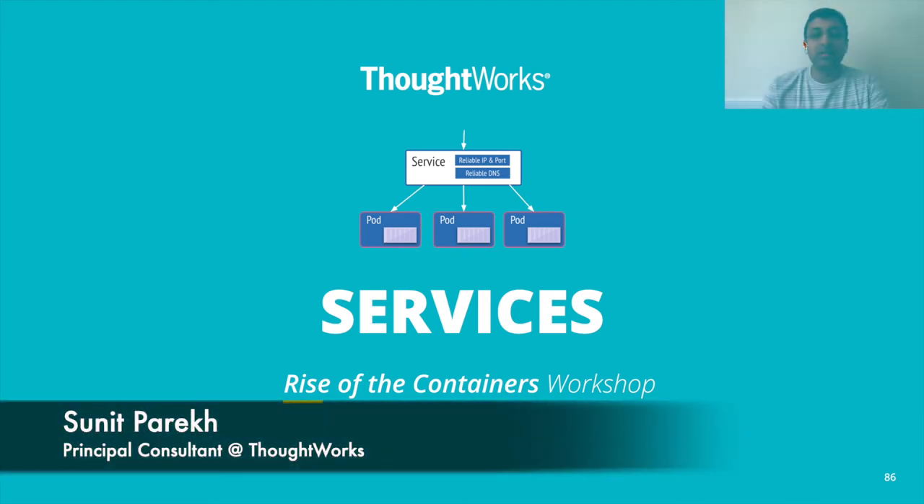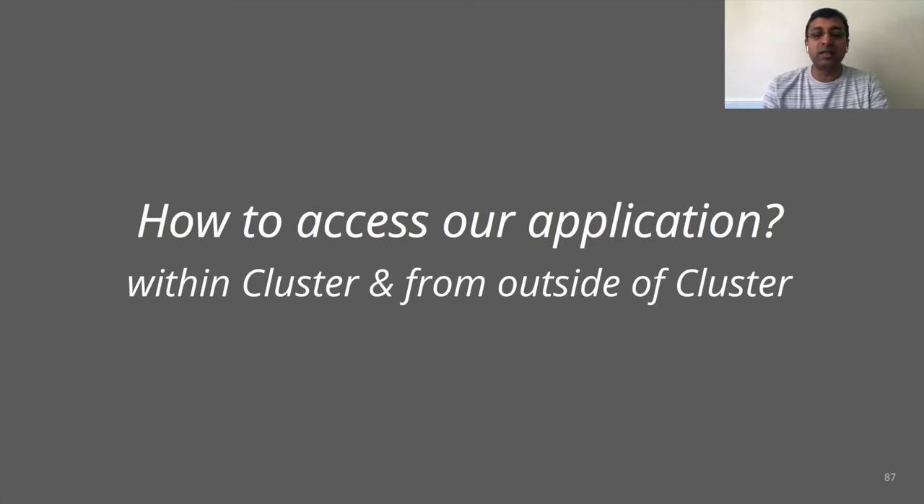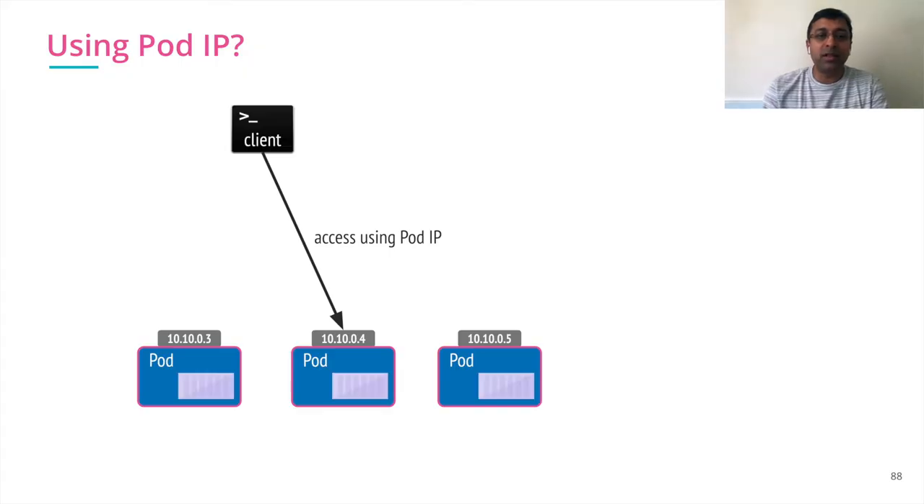Next topic is Kubernetes services. We have looked at pods. We know how to scale the number of pods in a Kubernetes cluster. There is one problem. We don't know how to access our application inside the cluster and from outside of the cluster. The way we have tried is by using the pod IP. So using the pod IP, a client can connect to the application running inside the pod.